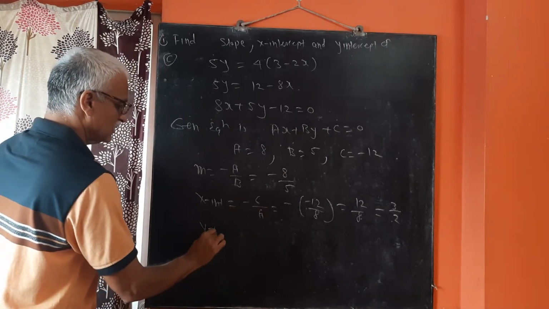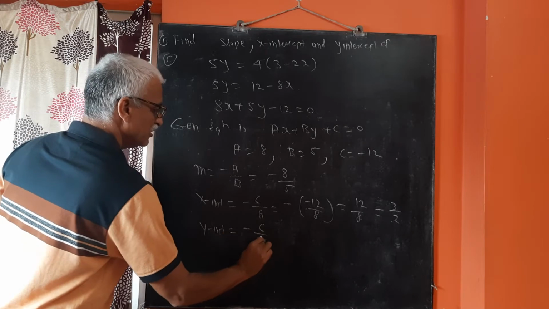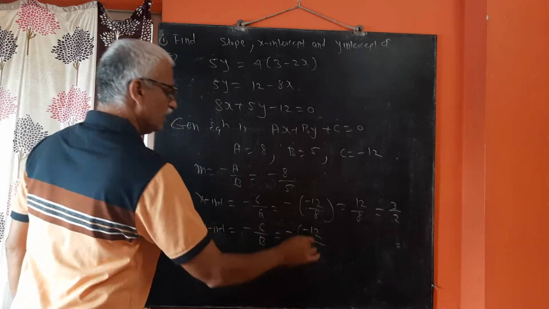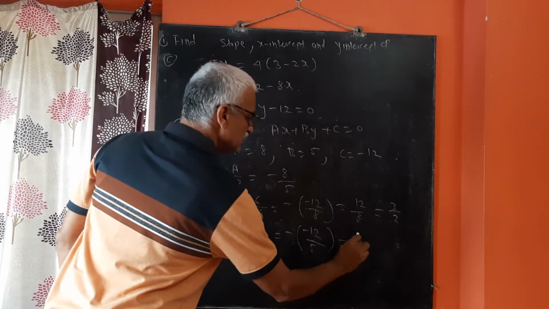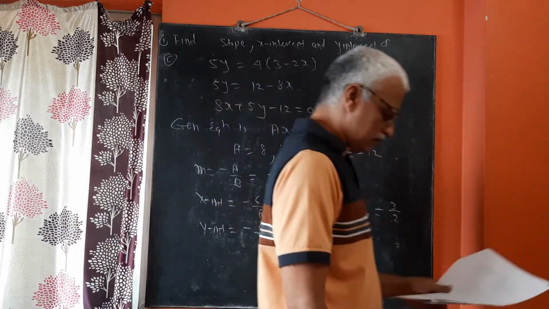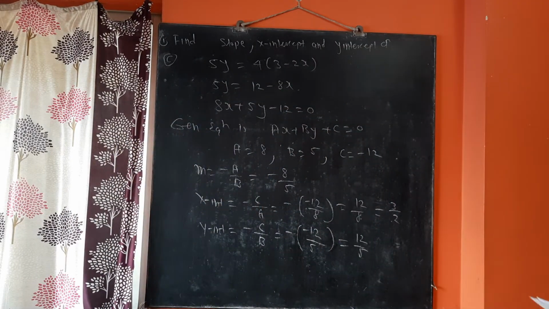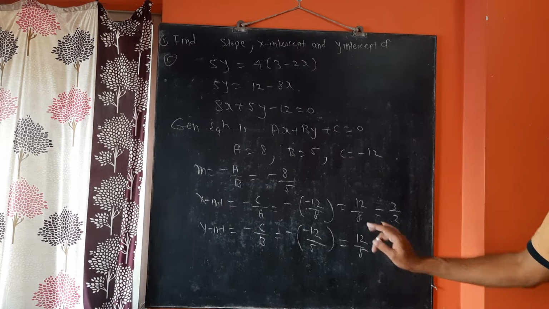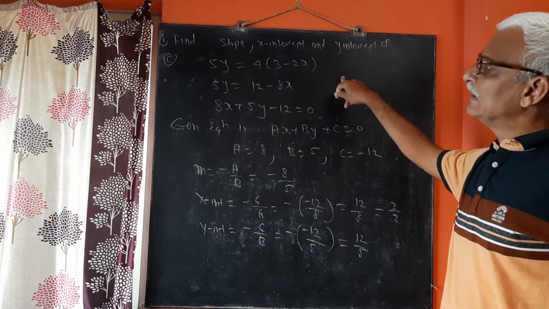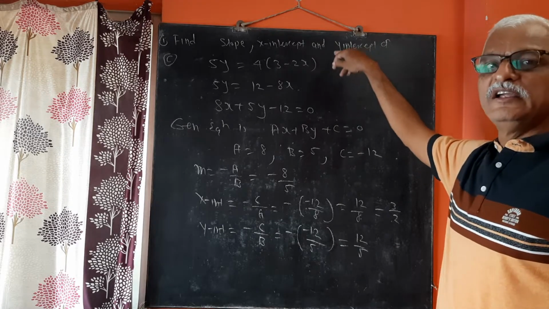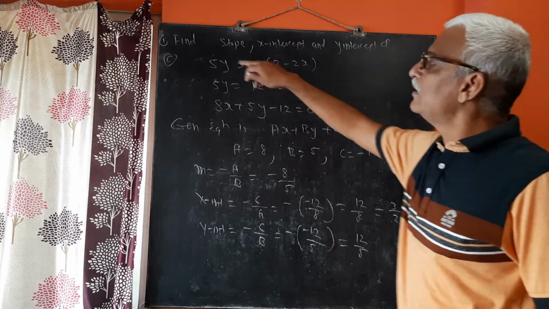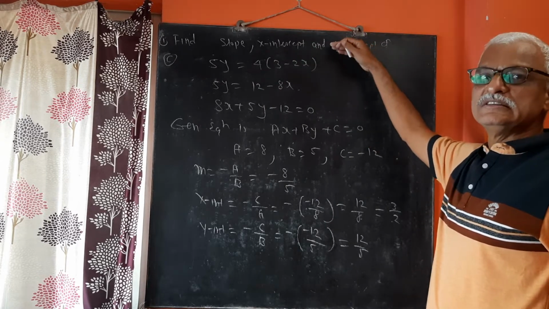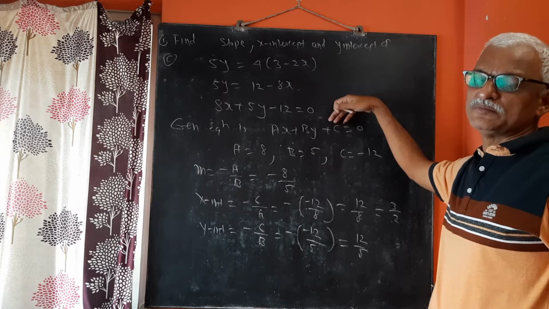Then y-intercept is equal to minus c upon b. That is minus of c, c is minus 12, b is 5. So minus of minus plus, that is equal to 12 by 5. So we have got the slope is minus 8 by 5, x-intercept is 12 by 8 or 3 by 2 and y-intercept is 12 by 5. So that is the first problem under the heading of straight line, and under the subheading of find slope, x-intercept and y-intercept. Under this, we have solved the 3 different types of problems.